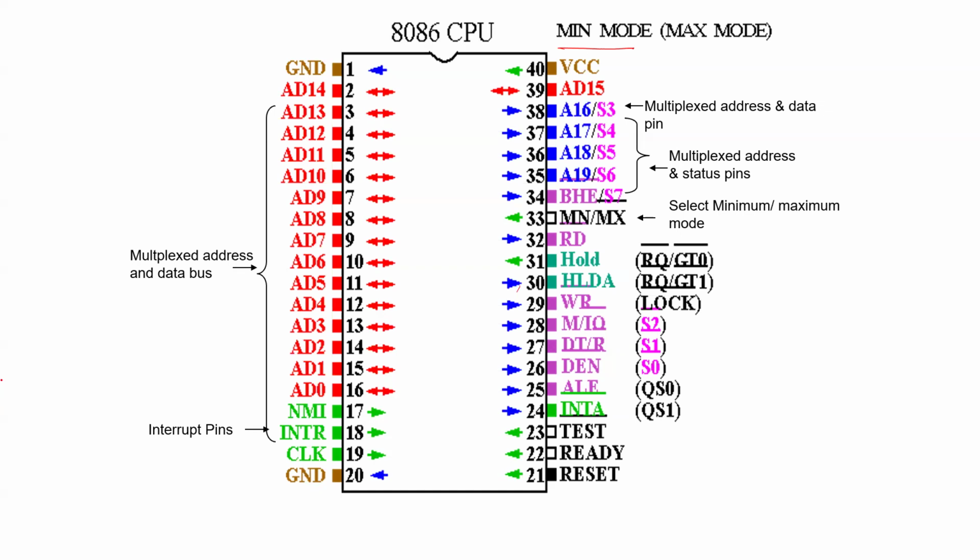So first, when you work with the 8086 microprocessor, you have to decide in which mode you want to do your work. Always, mostly, you have to start with minimum mode, and after that you go to maximum mode. So first you have to select what type of mode you are going to activate in the 8086 microprocessor.